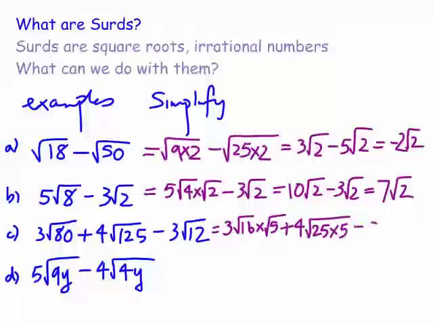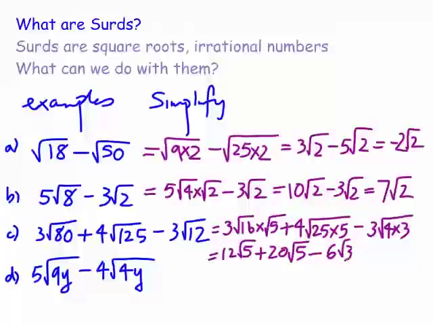I'll just break this up in a minute. Now, minus 3 lots of the square root of 12, which is 4 times 3. Okay, so let's have a quick look at this. Square root of 16 is 4, 3 4s are 12, so that's 12 root 5, that's okay. Square root of 25 is 5, 5 4s are 20, so it's 20 root 5. Minus the square root of 4 is 2, 3 2s are 6 root 3.